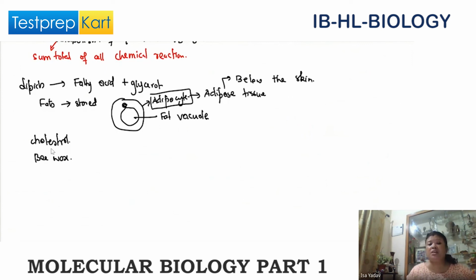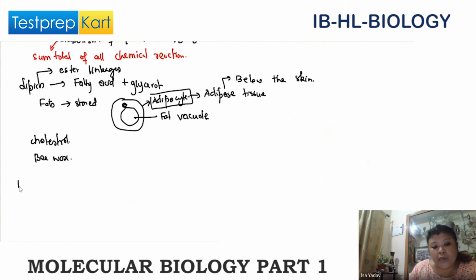Lipids, when we eat them, are digested with the help of lipid digesting enzymes or lipases. The lipid molecules are joined by ester linkages. Carbohydrates are joined by glycosidic bonds. Lipids are joined by ester linkages.